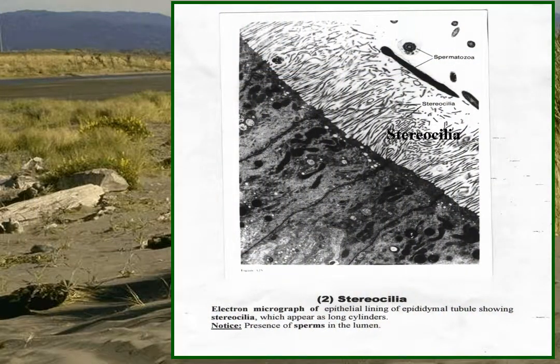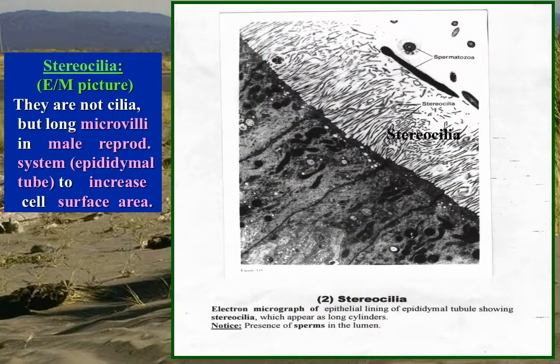Stereocilia are not cilia but long microvilli present in male reproductive system like the epididymal tube to increase the surface area of the cell. Electron micrograph photo of epididymal tube showing stereocilia as long cylinders extending from the free surface. Notice the presence also of spermatozoa in the lumen of the epididymal tube.